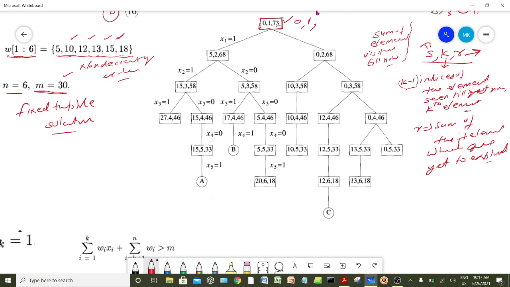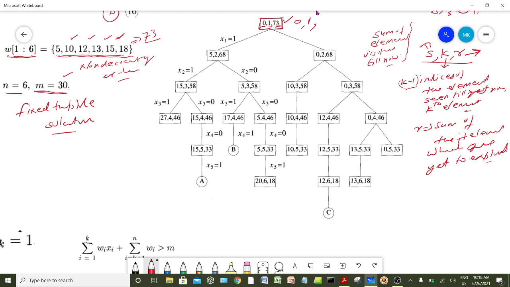So just sum them up. This sums to 73. 5 plus 10 plus 12 plus 13 plus 15 plus 18 comes out to be 73. So it is 73. Means till now we included the items having sum equal to 0. Fine. And the total sum that is left to be visited is equal to 73, and we are going to make a check upon item number 1.